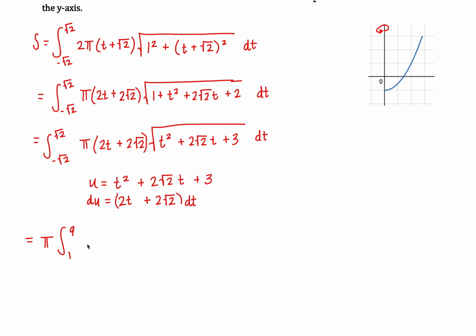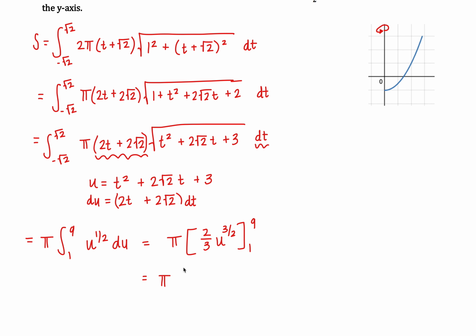So I have the square root of u, or u to the 1/2 power, du, because all of this and this together make my du. So that's fairly easy to integrate. It's going to be u to the 3/2 over 3/2, or 2/3 u to the 3/2 power. And we're going to evaluate this from 1 to 9.